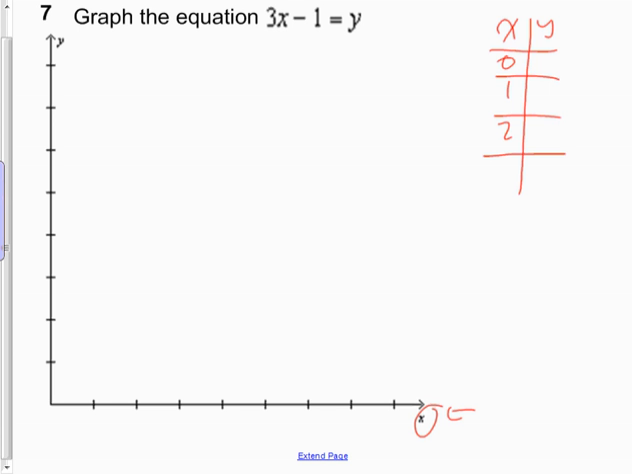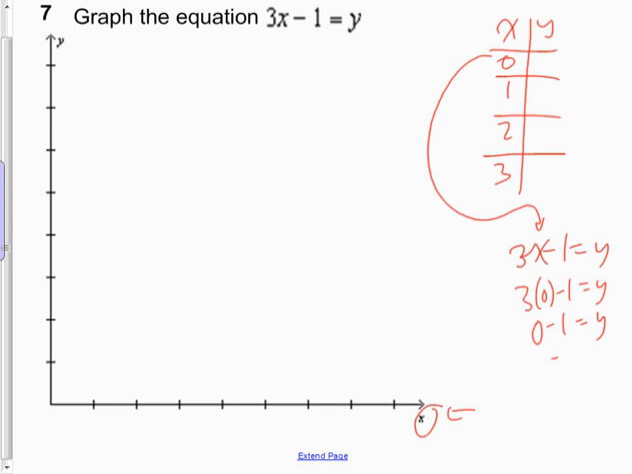The easiest ones to choose are 0, 1, and 2, or you can do 1, 2, and 3. It's up to you. Doesn't matter. I'm going to do 0, 1, 2, 3. I'm going to do all 4 of them. And what you do is you just take your equation and substitute the first one you put in there. So x is 0. So when x is 0, the y value is negative 1.